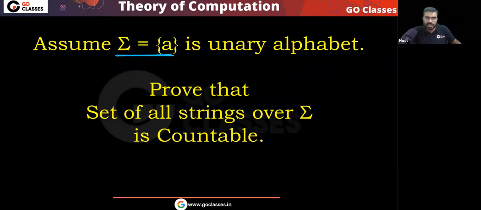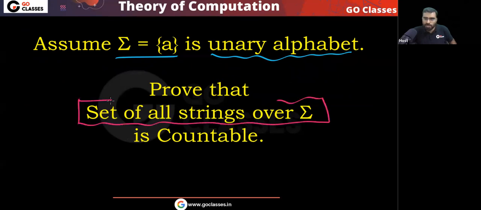Let's assume sigma is {A}. That is your unary alphabet. Prove that the set of all strings, what is that? That is sigma star, right? Prove that sigma star is countable.